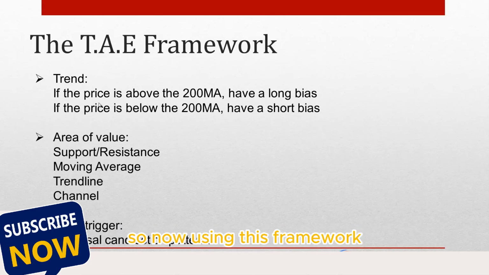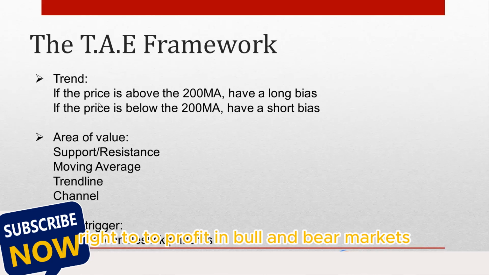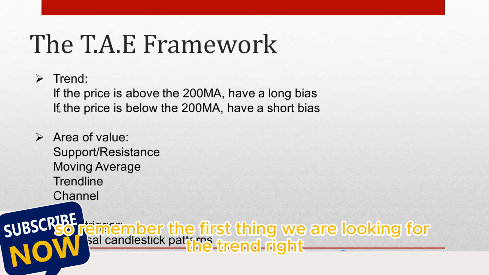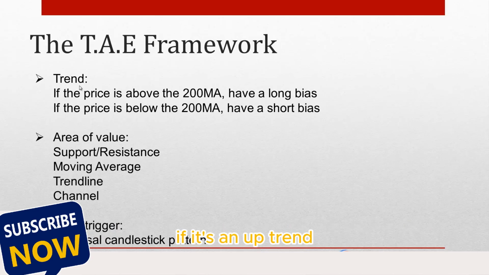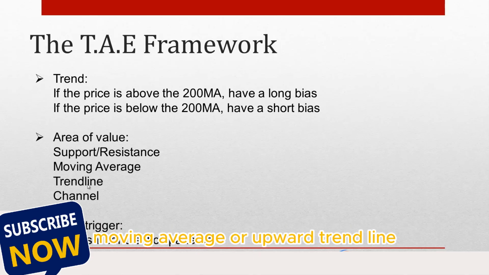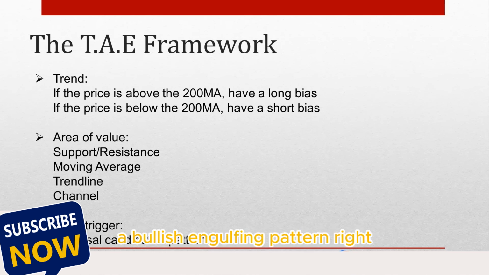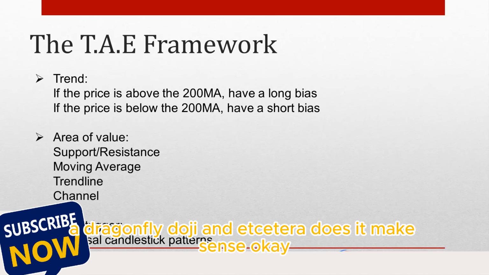Okay, so now using this framework, we can then formulate trading strategies, right, to profit in bull and bear markets. So remember the first thing we're looking for? The trend, right? If it's in an uptrend, we will only look to buy, and we'll buy at either area of support, moving average, or upward trend line. And then we'll look for an entry trigger, right? The entry trigger will be a bullish reversal pattern, like a hammer, a bullish engulfing pattern, right? A dragonfly doji, and etc.